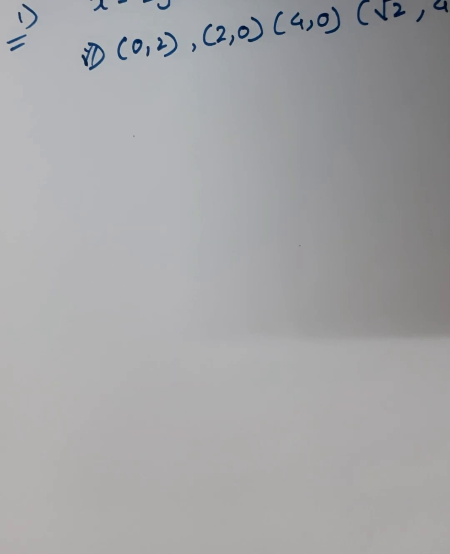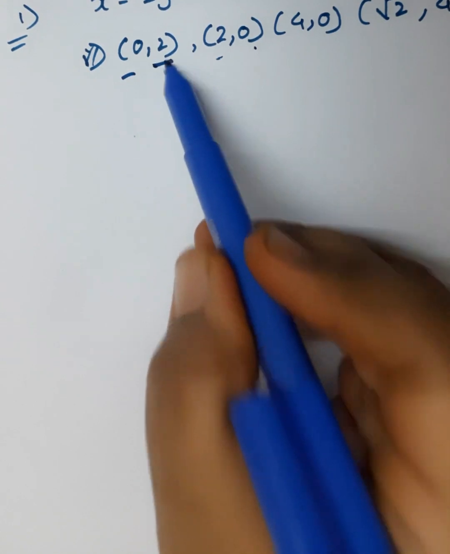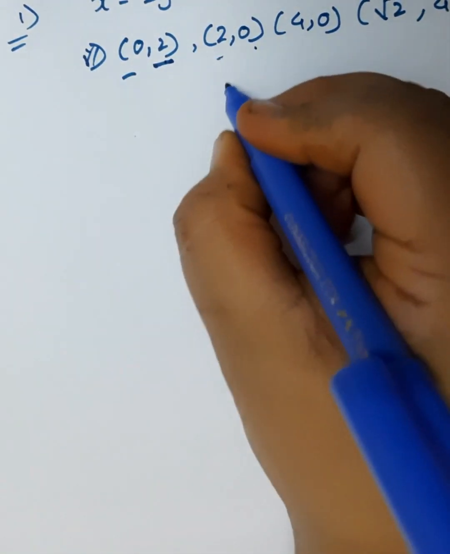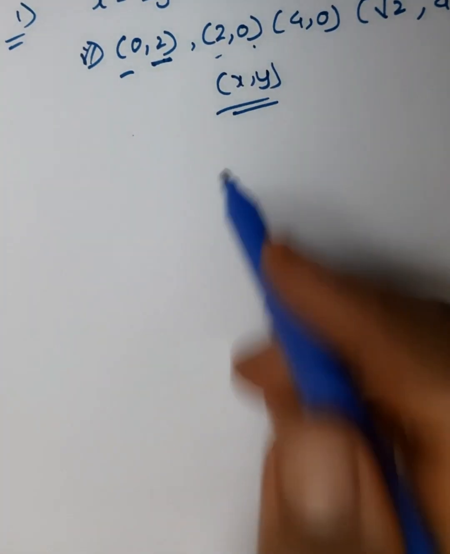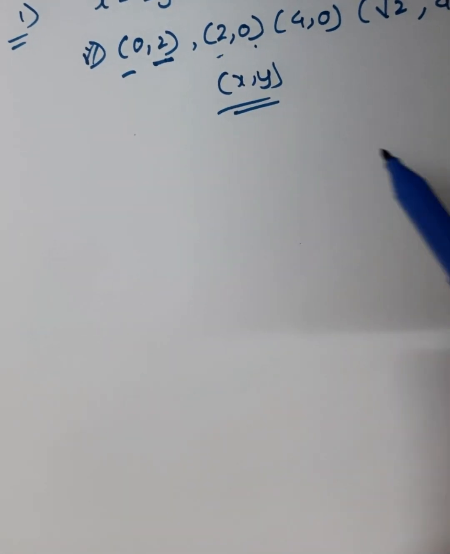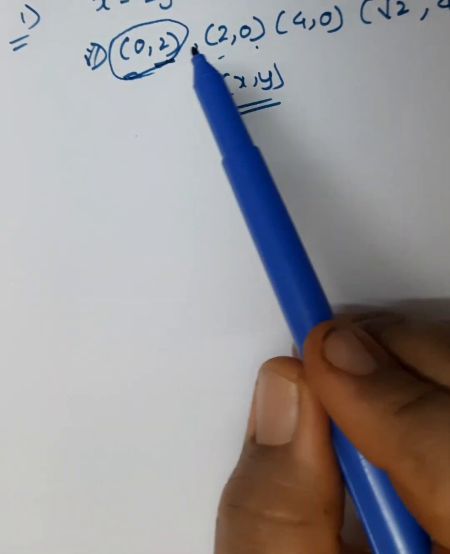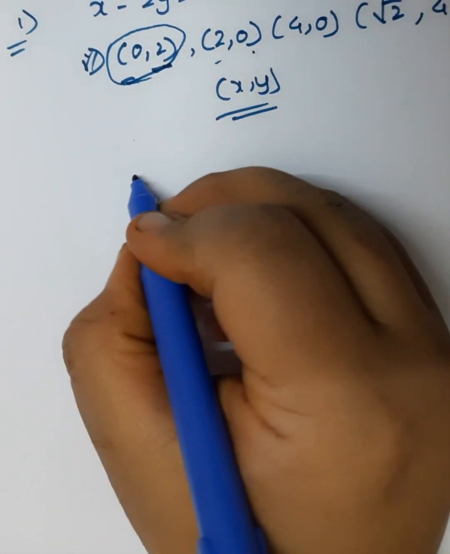Here in (0, 2) and (2, 0), these are x and y, the coordinates. So this is given, and we'll check one by one which of the following satisfies the equation. If it is satisfying the equation, that means this point is a solution of the equation. So the first point is (0, 2).